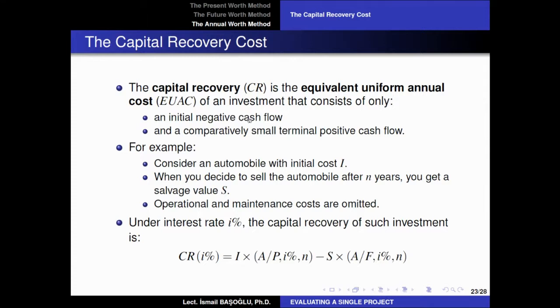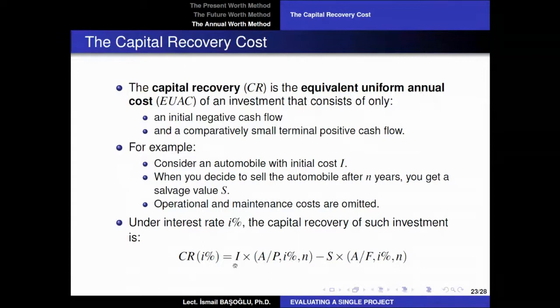Now imagine there is an investment that consists of only an initial negative cash flow, which is written as I, and there is a comparatively small terminal positive cash flow S. For example, if we purchase an automobile, the automobile will have an initial cost of I. So this is the amount that we are going to pay. When you decide to sell the automobile after N years, you are going to get a salvage value of S. Okay?